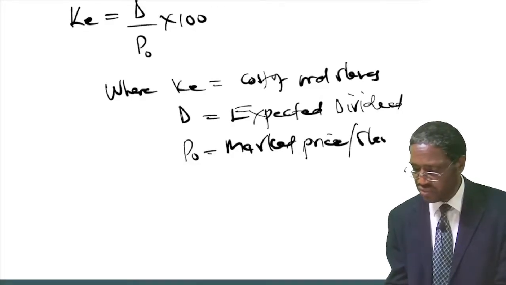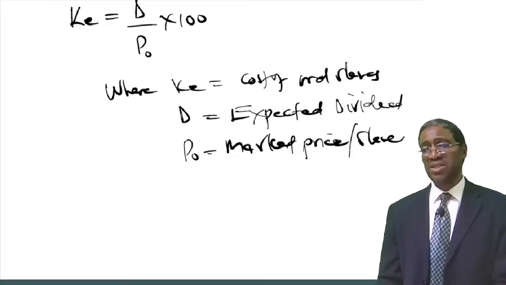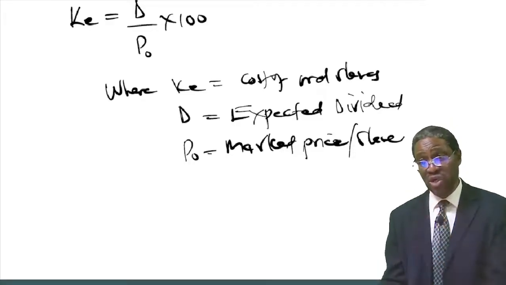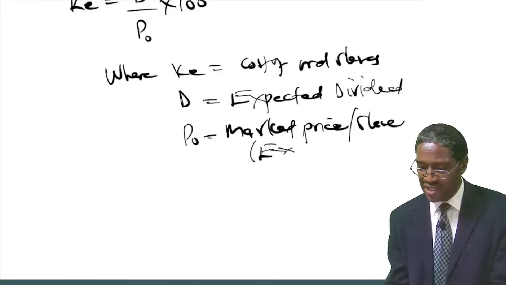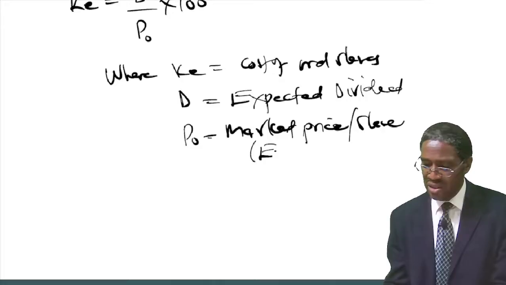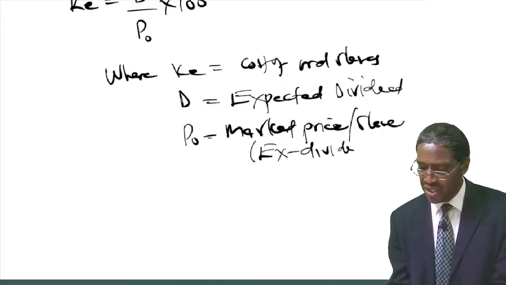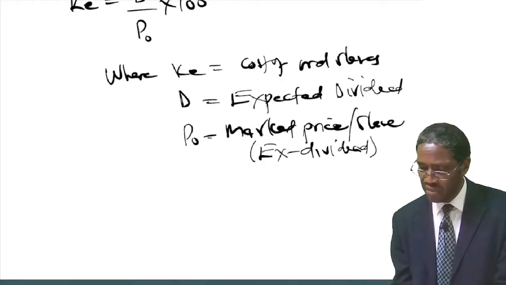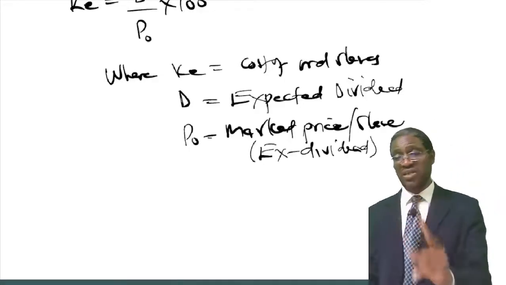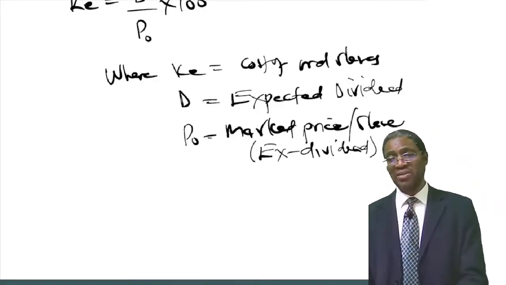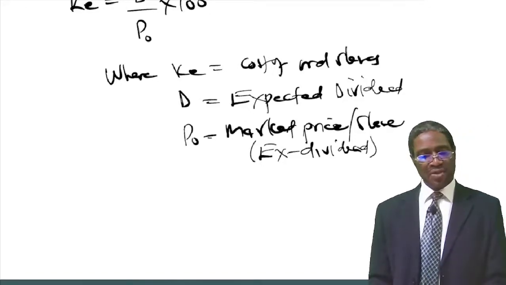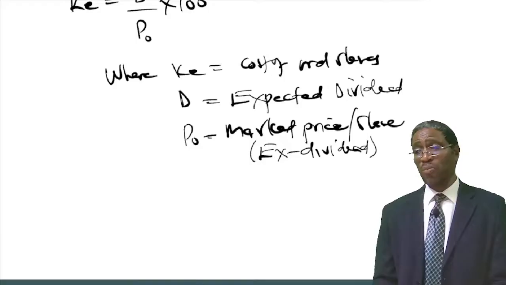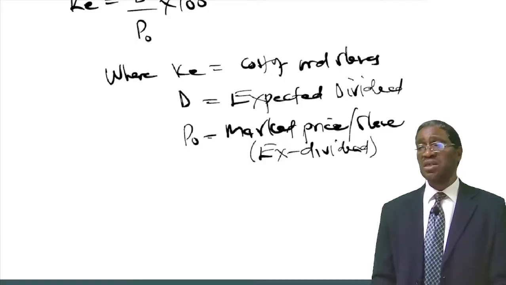And listen to this. Whatever market price you are supposed to use is the market price which is ex-dividend. The market price which is quoted as ex-dividend, not cum dividend. Good. That's one way of computing the cost of ordinary shares.